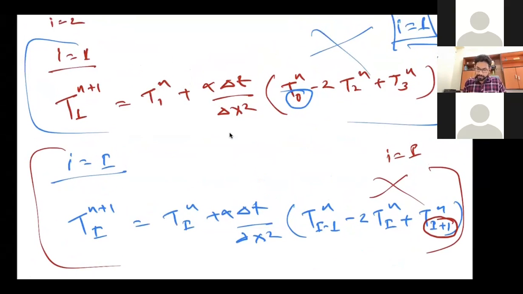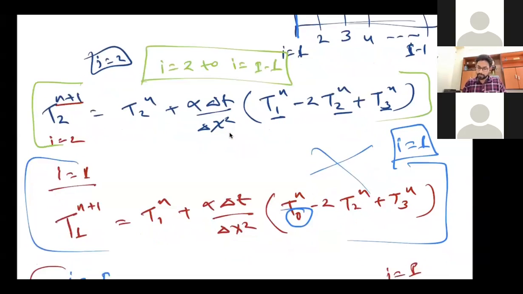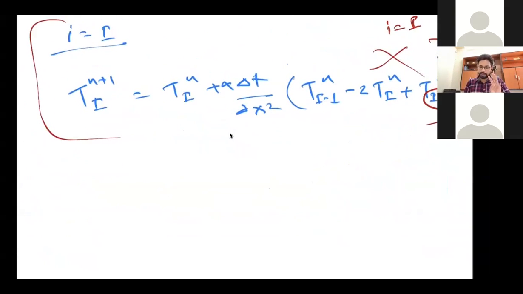And that is why, for the equation that we saw before, now let's use a different color. We have been using this. So this equation works only for I equal to 2 to I equal to capital I minus 1. It does not work for all of them. And that is why we need to apply three different conditions: one for I equal to 1, one for I equal to 2 to I minus 1, and one for I equal to capital I. Okay, so for this one, we have that heat equation that we saw. We will use the heat equation.